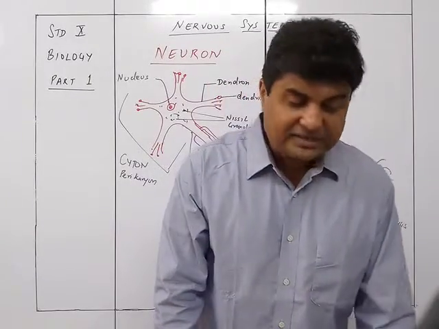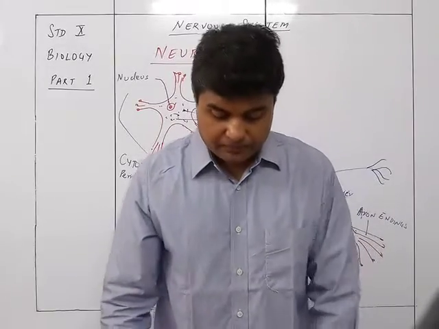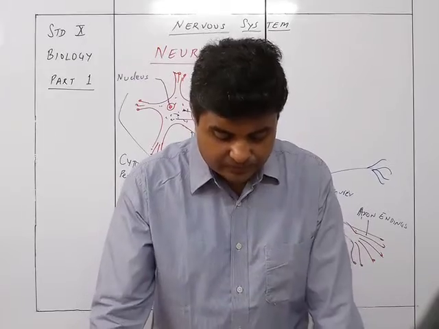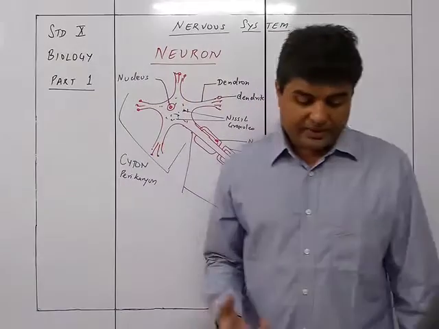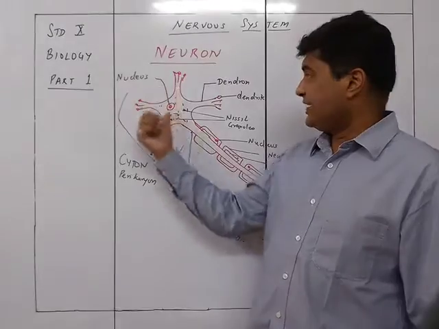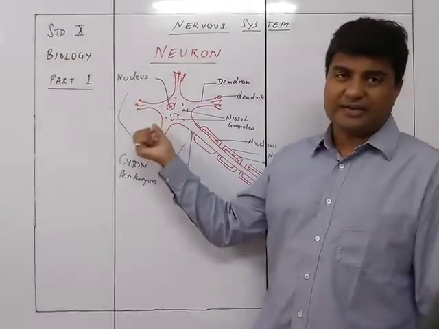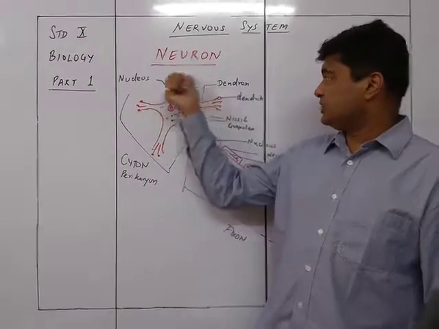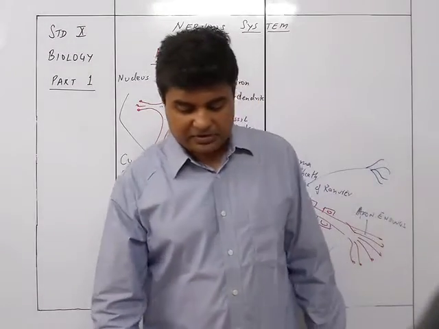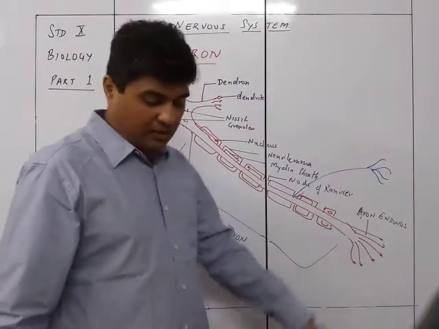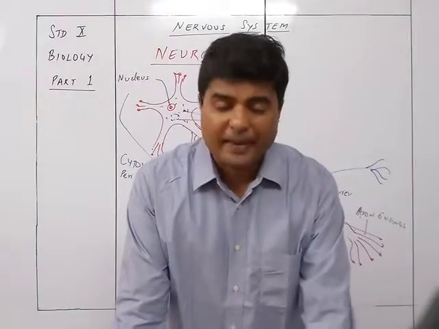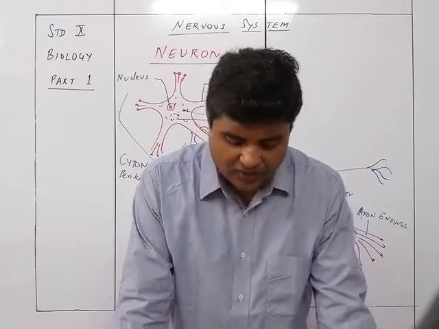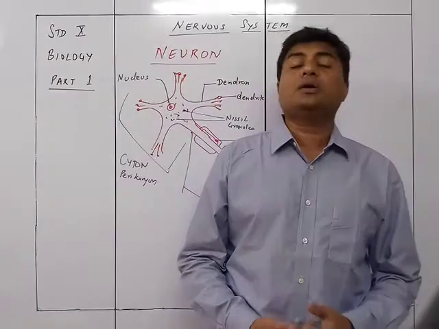So let's see what is given about the structure. The three main parts of the neuron are the cell body, dendrites, and axon. So there is the cell body, a cellular part with cytoplasm, the cyton, then the dendrons or the dendrites, and then comes the last one, the axon. So the complete neuron has three parts. The cell body, perikaryon or cyton, contains a well-defined nucleus surrounded by granular cytoplasm.